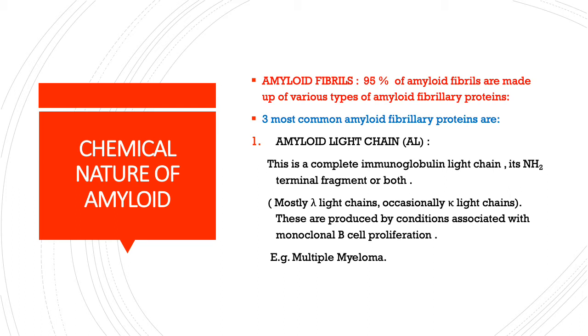The first and most important amyloid protein is amyloid light chain protein. As the name suggests, it is an immunoglobulin. It is a complete immunoglobulin light chain, or it could be an amino terminal fragment, or both carboxyl and amino components. Mostly it's a lambda light chain. Occasionally kappa light chain can also be seen. These are produced by conditions associated with monoclonal B cell proliferation. The B cells give rise to plasma cells, so it can be seen in the background of plasma cell myeloma, otherwise called multiple myeloma.